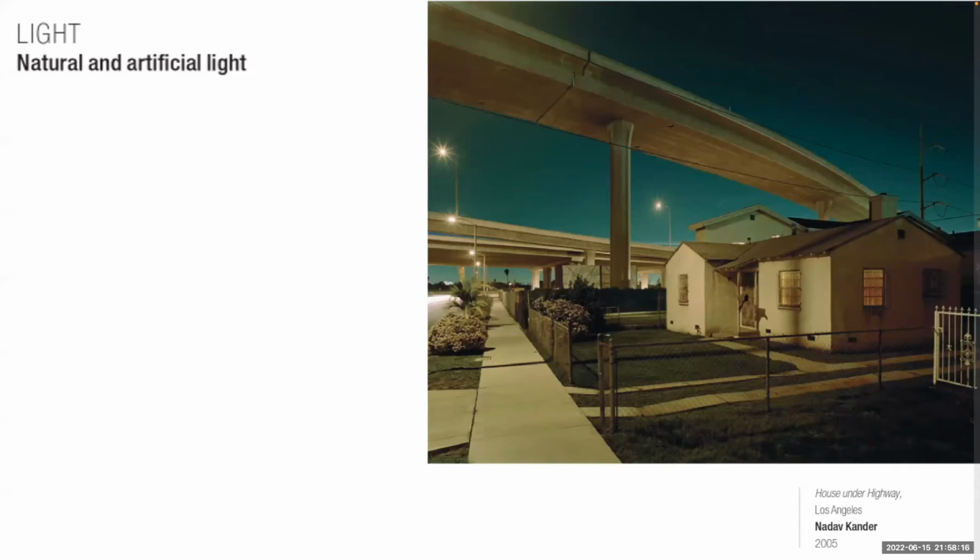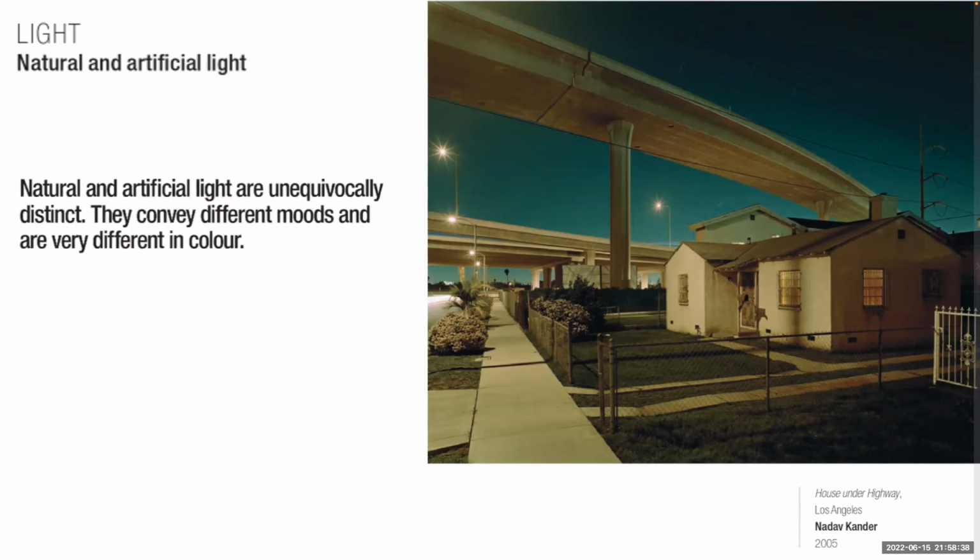Natural and artificial light. Here we can see House Under Highway, Los Angeles by Kinder in 2005, where we see the house under the overpass surrounded by artificial lights. So we can see the lights on the outside, all this artificial light. Natural and artificial light are unequivocally distinct. They convey different moods and are very different in color.